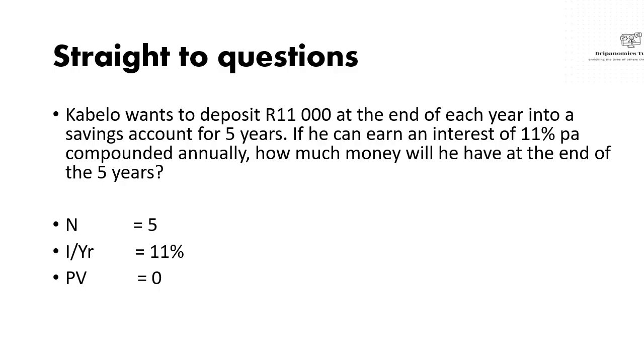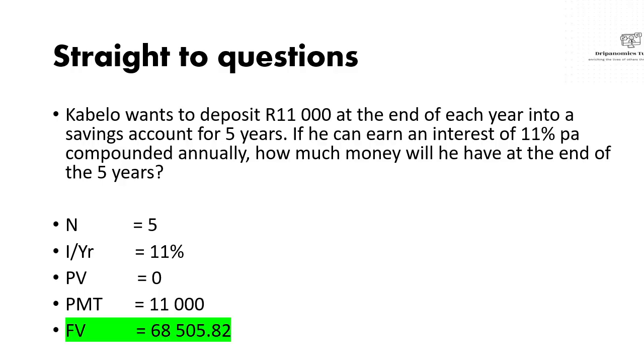You do not deposit money each and every year for the next 5 years. If you do that, then that will be your PMT, your payment per period. You have 1 year periods. Those equal payments of 11,000 rands will be the PMT. Okay, so we have no present value in this instance. And what are we looking for? We're looking for our future value. And what will our future value be? It will be 68,505.82.